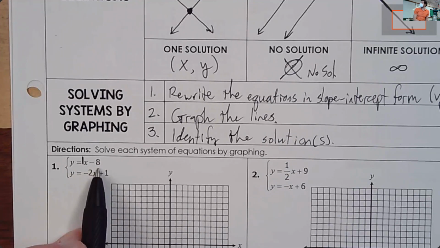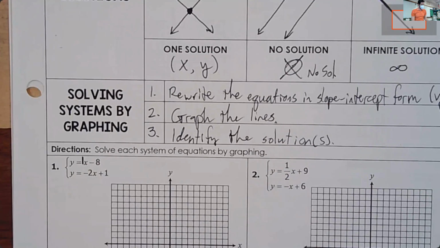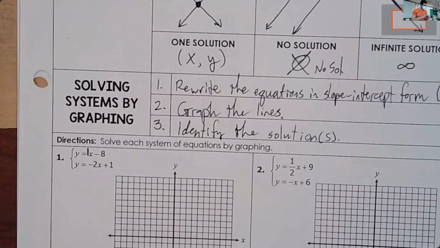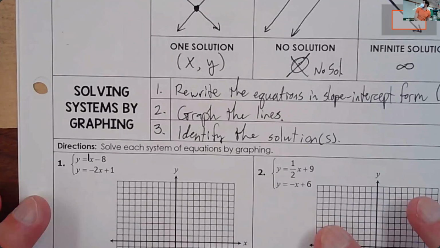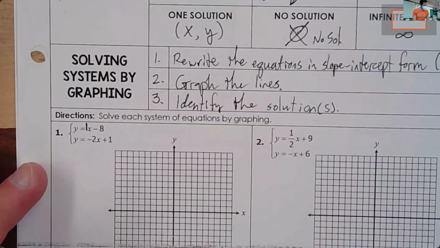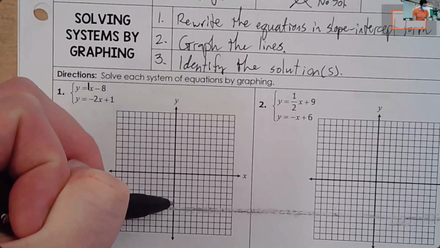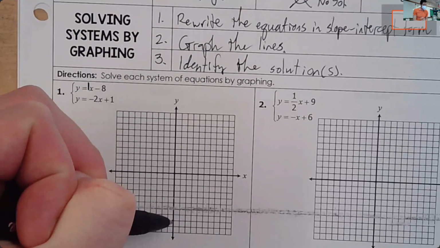So when we graph this first line, we're going to graph it. I'm going to use a red pen so it'll show up a little bit better. We're going to start with the y-intercept at -8. So I'm going to start in the middle of my graph. I'm going to count down 8 spots. 1, 2, 3, 4, 5, 6, 7, 8, -8 right there.